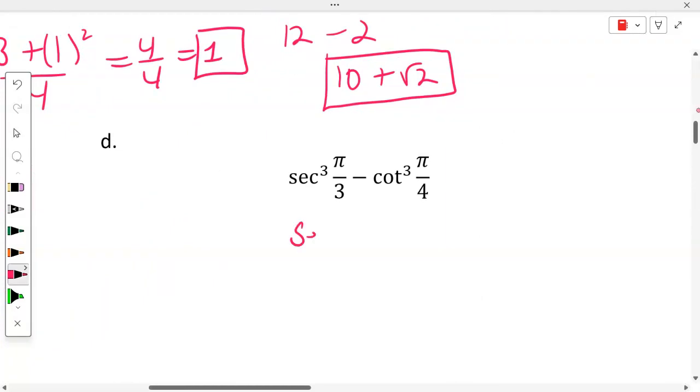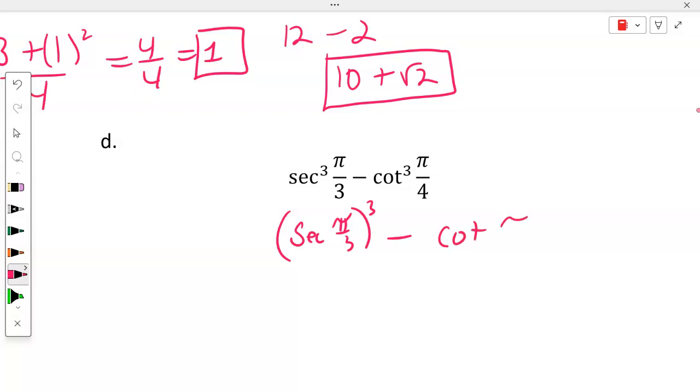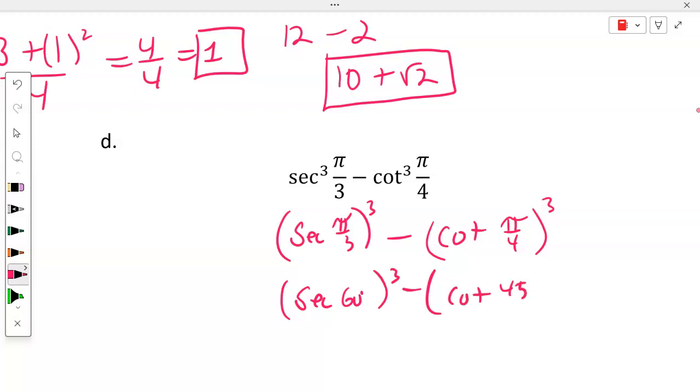Essentially, we're going to find the secant of pi over 3, which, mind you, is, well, pi is 180, and divided by 3 should be 60 degrees. So we're really finding the secant of 60 degrees, and then we're going to take it to the third power, minus, on the right side, we're going to find the cotangent of pi over 4, which, if I'm not mistaken, is 45 degrees, and raise that to the third power. If you want to change it to degrees, you certainly could rewrite this and just say, hey, I'm finding the secant of 60 degrees to the third power, minus the cotangent of 45 degrees to the third.